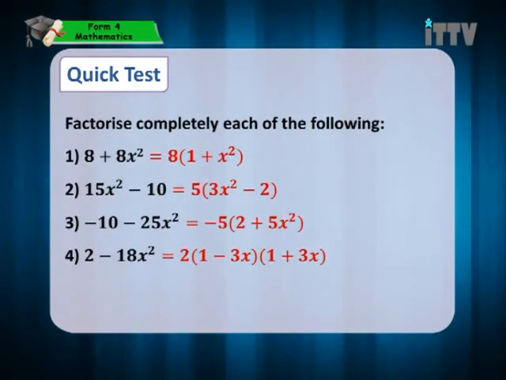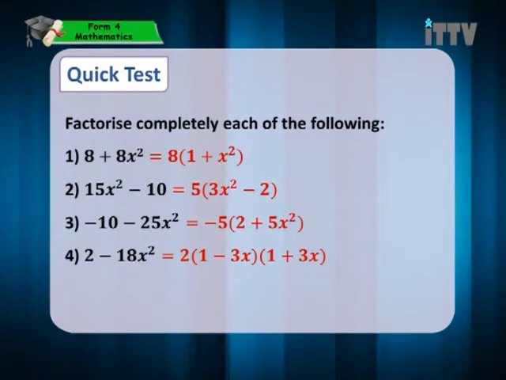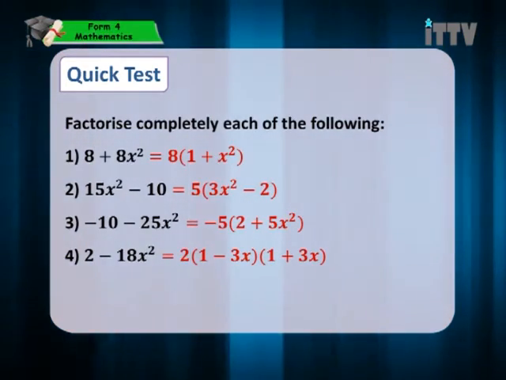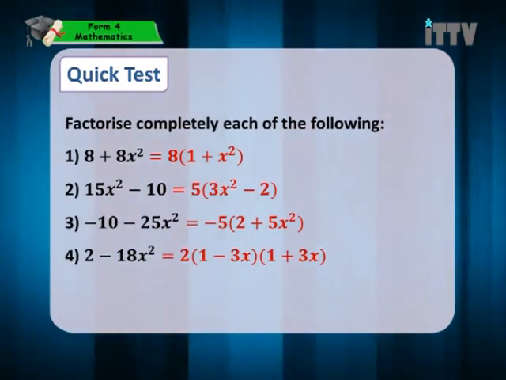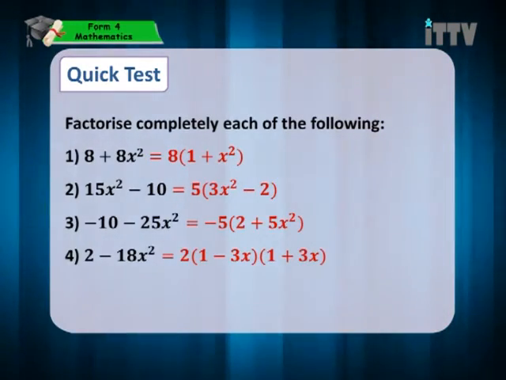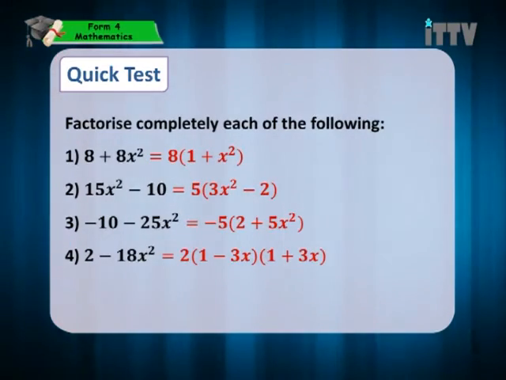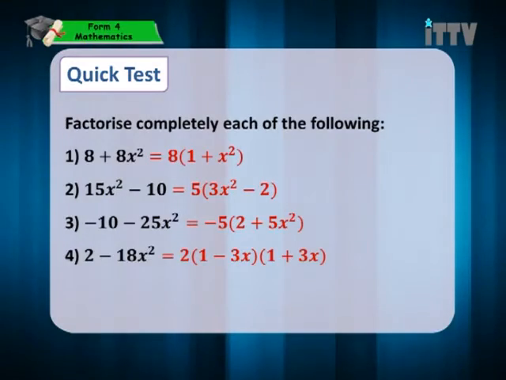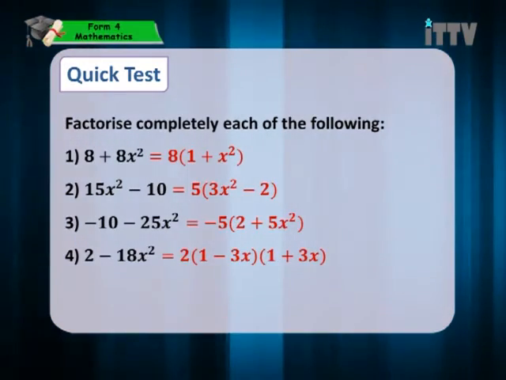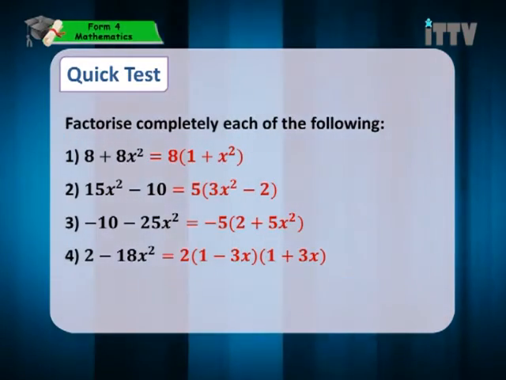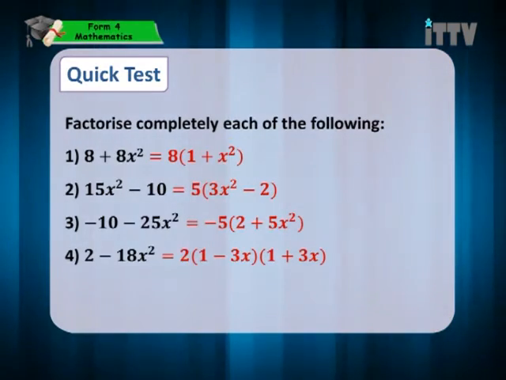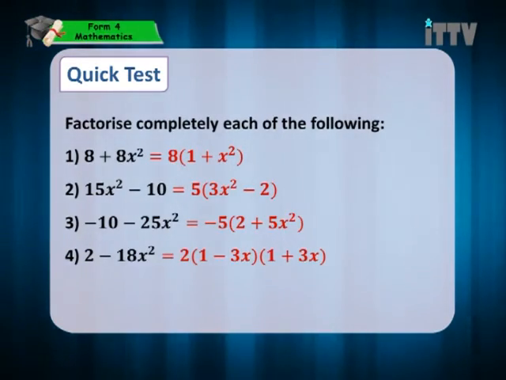Alright, I'm sure you have your solutions with you. For number 1, the answer is 8(1 plus x squared). For number 2, 5(3x squared minus 2). For number 3, negative 5(2 plus 5x squared). And number 4, 2 minus 18x squared will give you 2(1 minus 3x)(1 plus 3x).